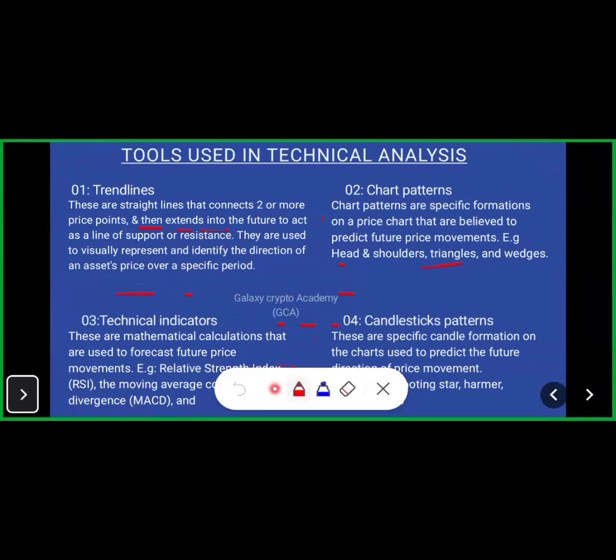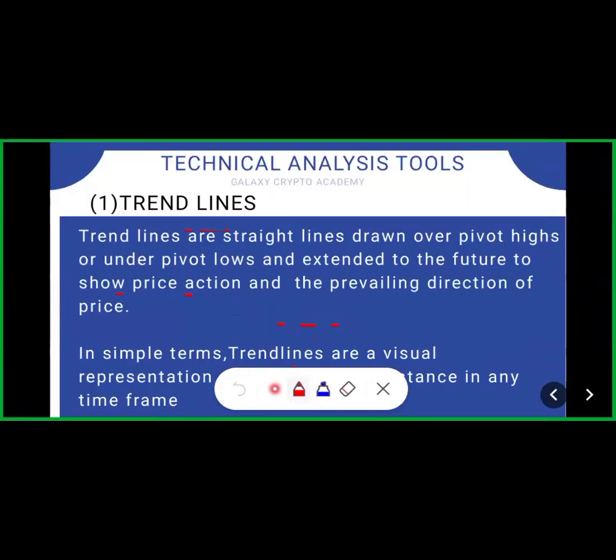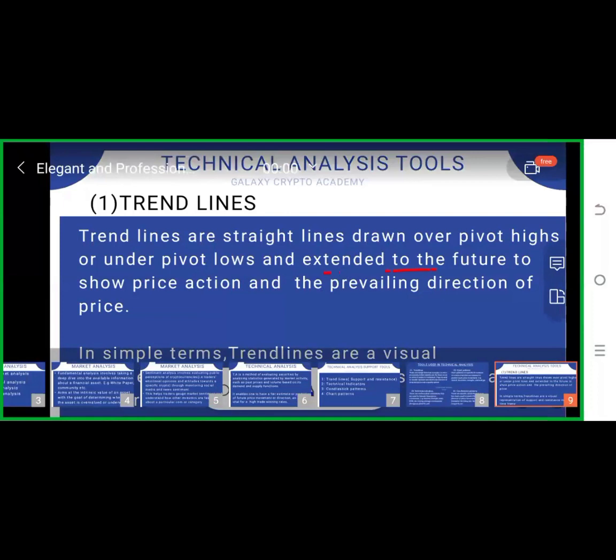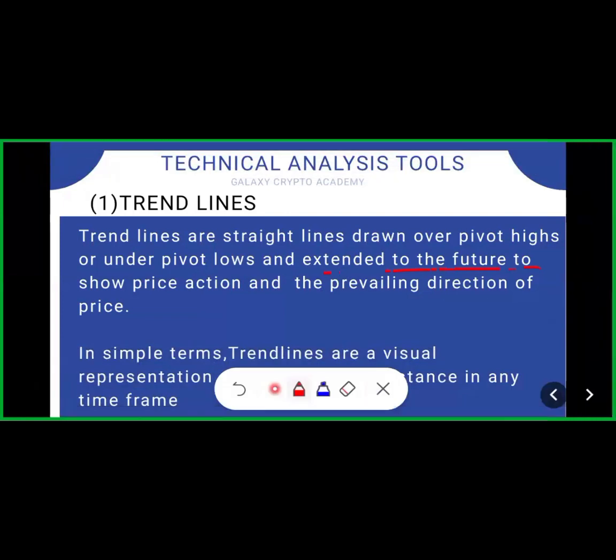So we're going to begin our class with the trend lines. So what are these trend lines? In most cases, we tend to know them as support and resistance. So trend lines are actually straight lines drawn over pivot highs or under pivot lows, and then extended to the future. Very important. Extended to the future to show price action and prevailing direction of the price. The most important thing is extended to the future.